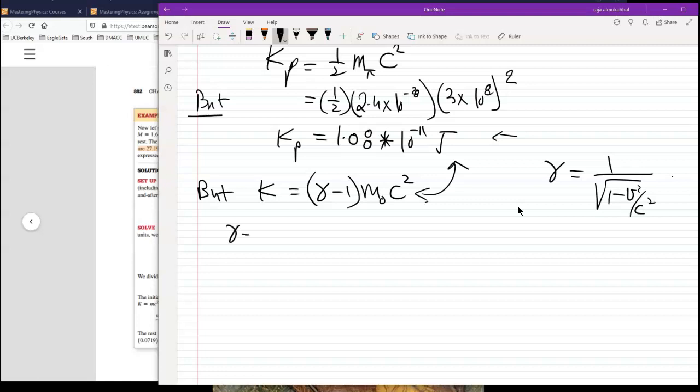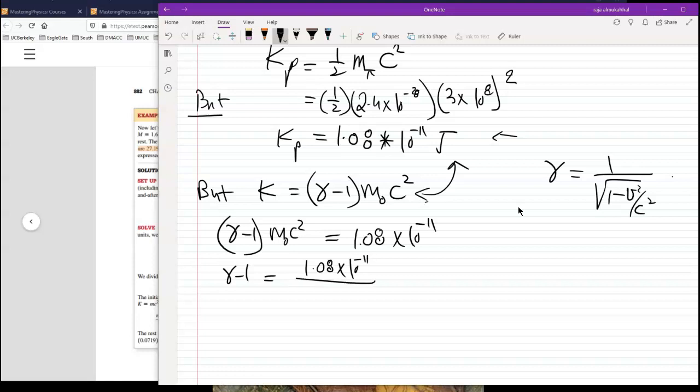So in this case, I'm going to have gamma minus 1, m naught c squared, equals 1.08 times 10 to the negative 11. And remember, I'm solving for gamma, so gamma minus 1 is equal to 1.08 times 10 to the negative 11 divided by m naught c squared. And so the gamma is equal to 1.08 times 10 to the negative 11 over m naught c squared plus 1. Is that okay?